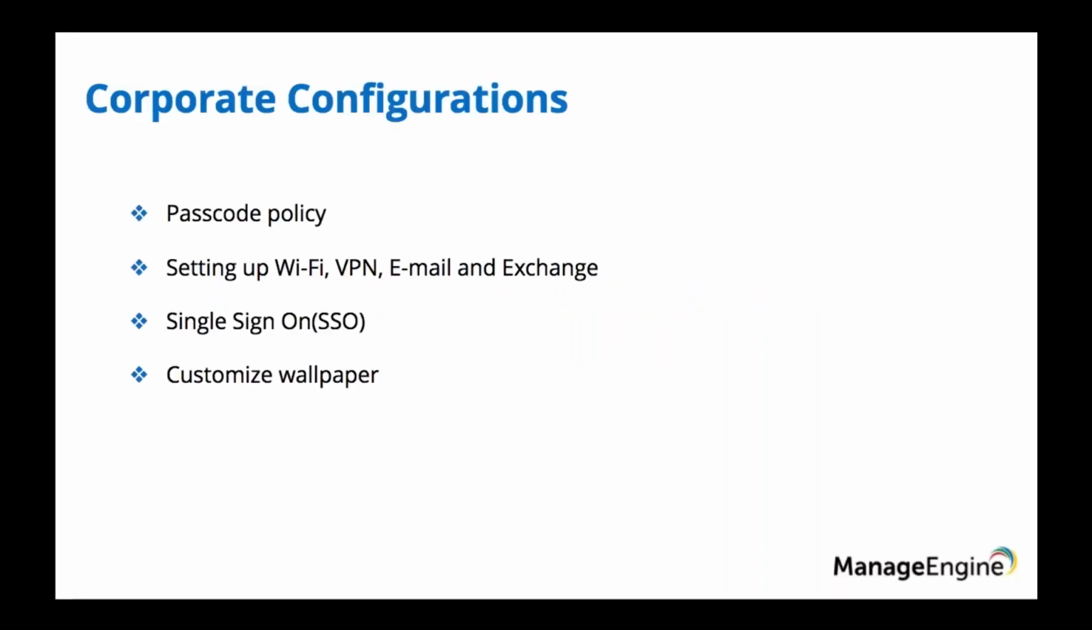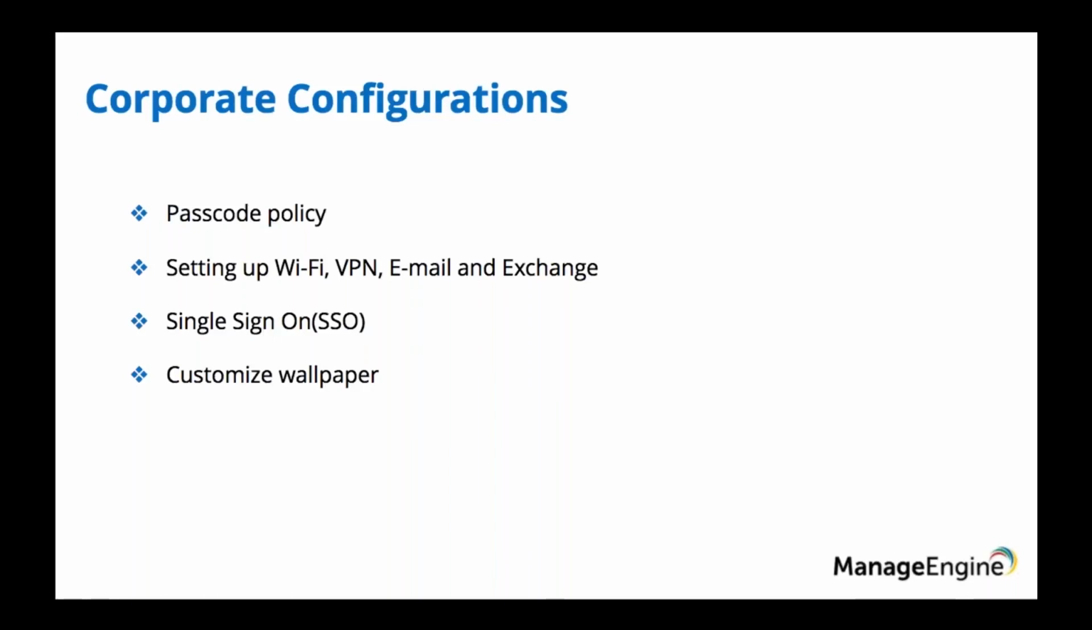For this demonstration, I'll use some of the most commonly used corporate configurations. Firstly, I'll let you know how to set a strong passcode policy based on the organizational security standards. Then I'll teach you how to set up Wi-Fi, VPN as well as email and Exchange. These are the backbone for an organization that is using mobile devices as a part of its workforce. And also teach you how to configure enterprise single sign-on for the devices as well as have your organization as the corporate wallpaper on the corporate devices.